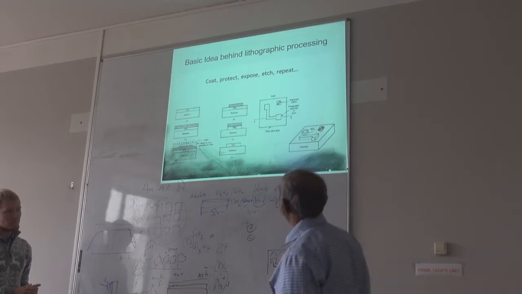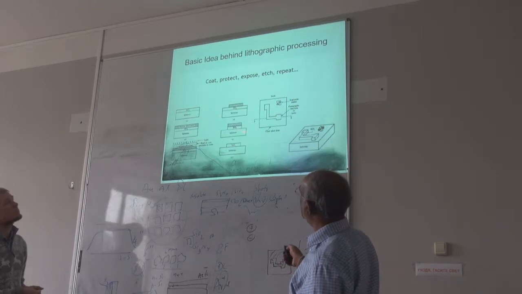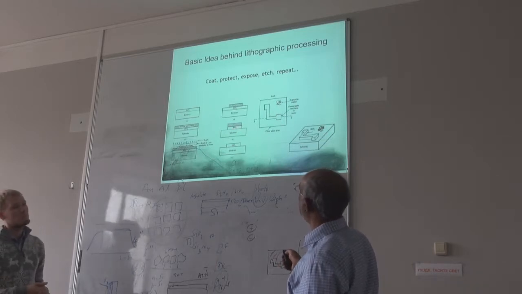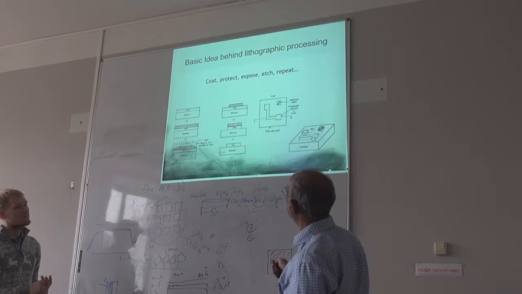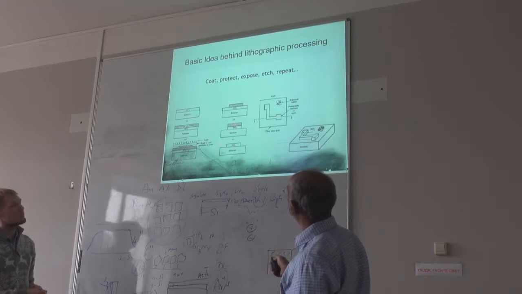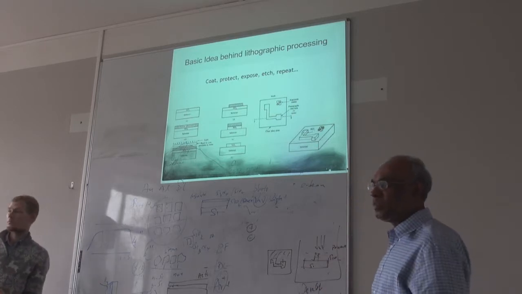After etching, you get something like this. So now you can remove the sacrificial layer, sorry, the polymer here. Then you have this pattern here, right? So that's what you have. That's a very basic way of doing that.